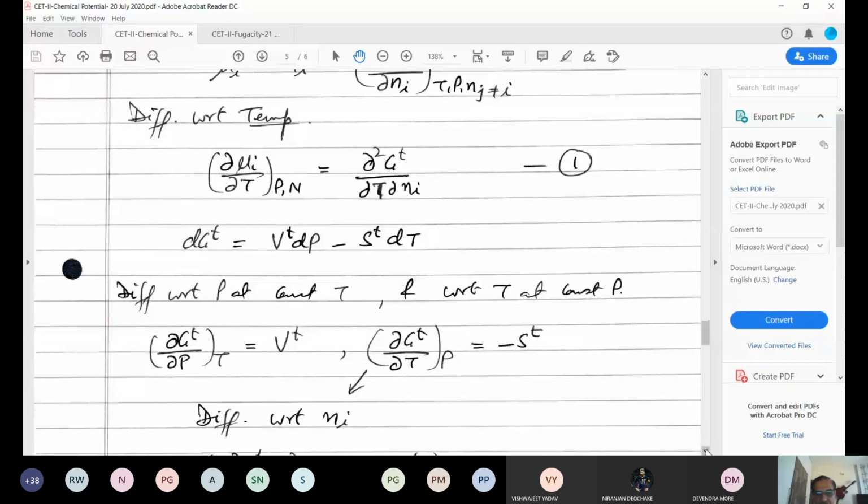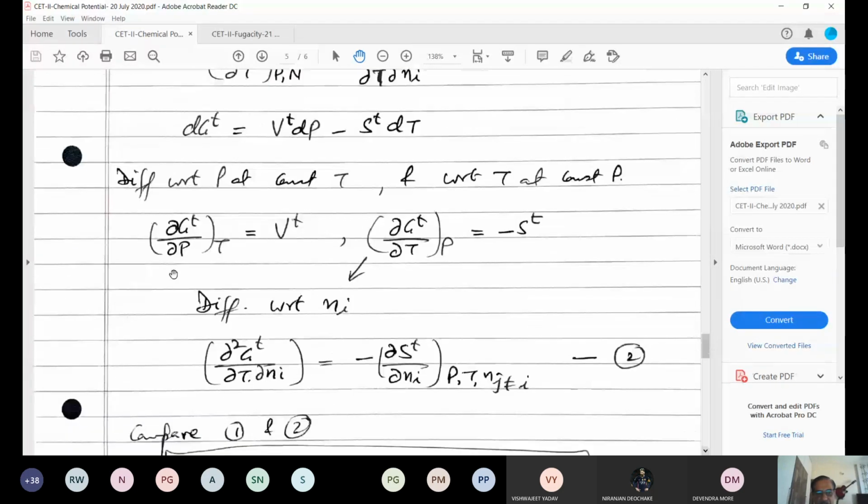And we are going to take this equation and take a derivative with respect to ni. So for pressure we had taken this thing as starting point. For temperature we take this as starting point because we want variation with temperature. So second derivative will be ∂²GT/∂T∂ni is equal to minus ∂ST/∂ni at constant pressure, temperature and nj, where j is not equal to i.